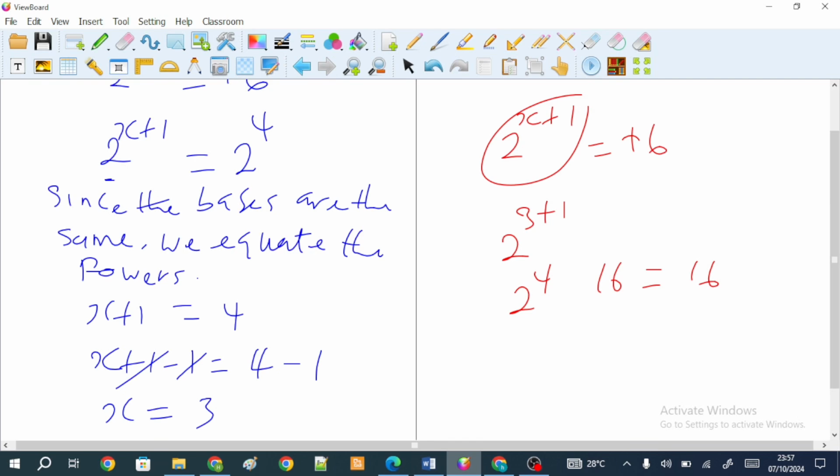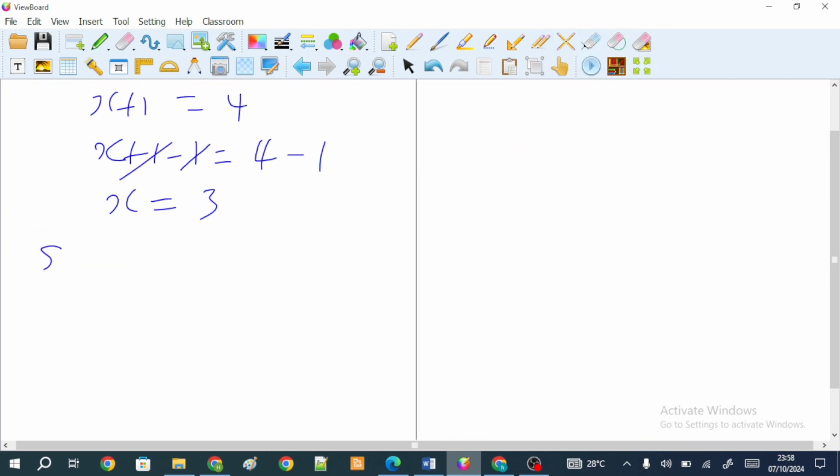Okay, let's take another example. Solve 3 raised to the power 2x is equal to 81. Remember what I said in our first example. One of the ways to solve exponential equations is to ensure that we write the two sides of the equation to the same base. Since on the left hand side we have base 3, it will be very convenient for us to write 81 to a base of 3.